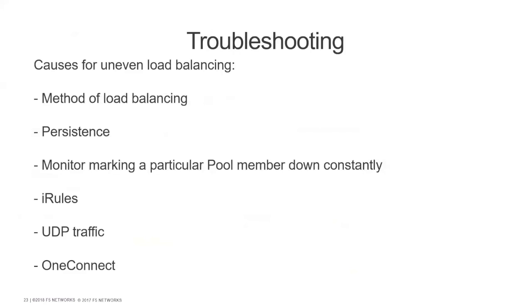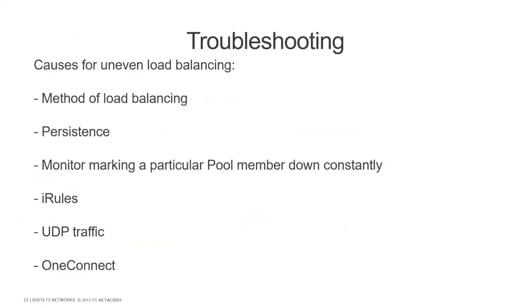So let's start with the method of load balancing. Certain load balancing methods are designed to distribute requests evenly across pool members. But some other load balancing methods are designed to favor higher performing servers, possibly resulting in uneven traffic distribution across pool members. For example, there are some dynamic load balancing methods that tend to favor high performing servers, and this might result in uneven traffic distribution. The static load balancing methods, as we saw before, the ratio or the round robin, are designed to distribute traffic in a more even manner.